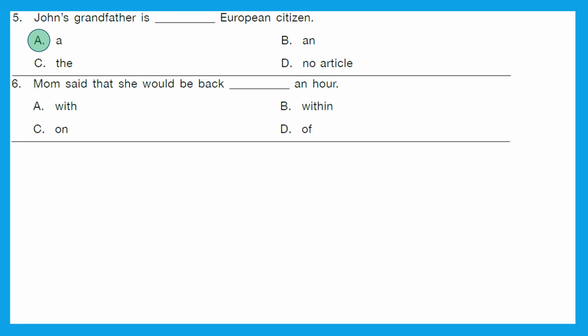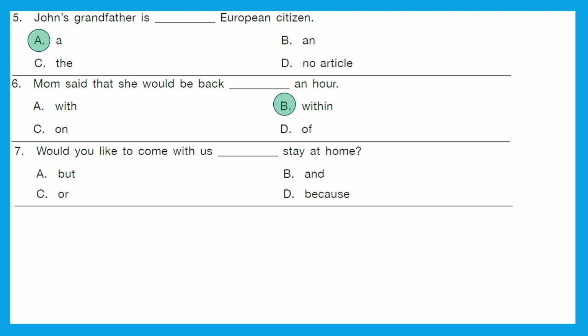Question 6. Mom said that she would be back dash an hour. The suitable preposition to be used here is within. It is used to state that a certain action should not exceed a particular point in time. So she has to be back within an hour. Option B is the right answer.